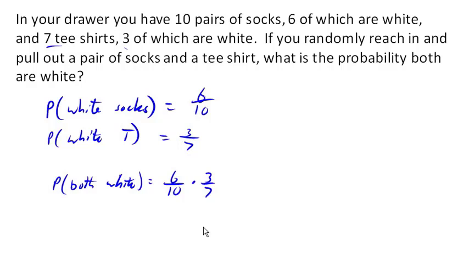That's 18 out of 70. In other words, there are 70 possible outcomes, and 18 of them involve both of them being white. And of course, we can reduce that fraction down to 9/35. So that's the probability that both of them are white. Later on, we'll look at how to deal with the non-independent case.